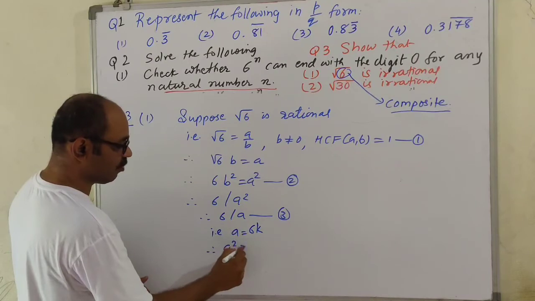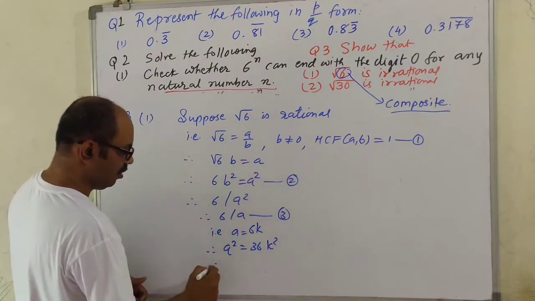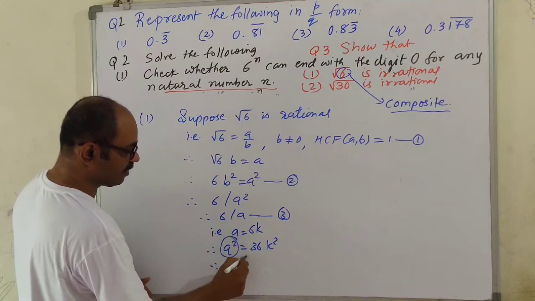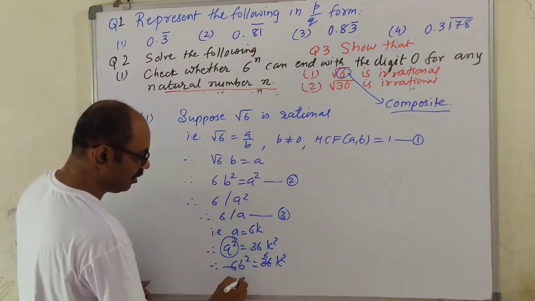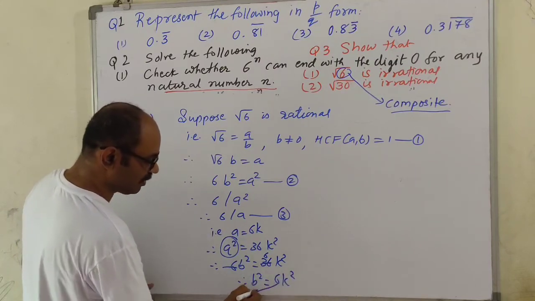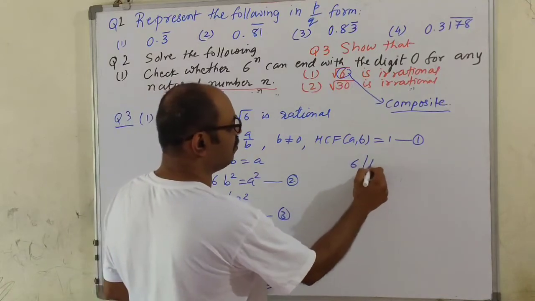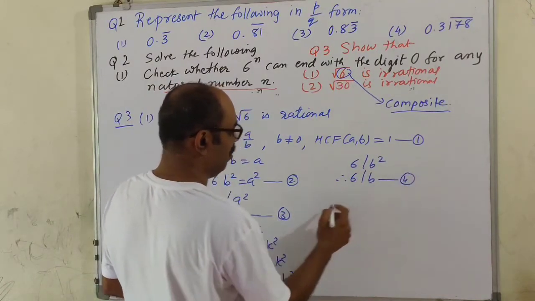Squaring both sides, a square is equal to 36k square. Putting the value of a square from 2, 6b square is equal to 36k square. 6 ones are 6, 6 sixes are 36. Therefore, b square is equal to 6k square. But 6 is a multiple of 6, so 6 divides b square exactly. Therefore, 6 divides b. Result 4.